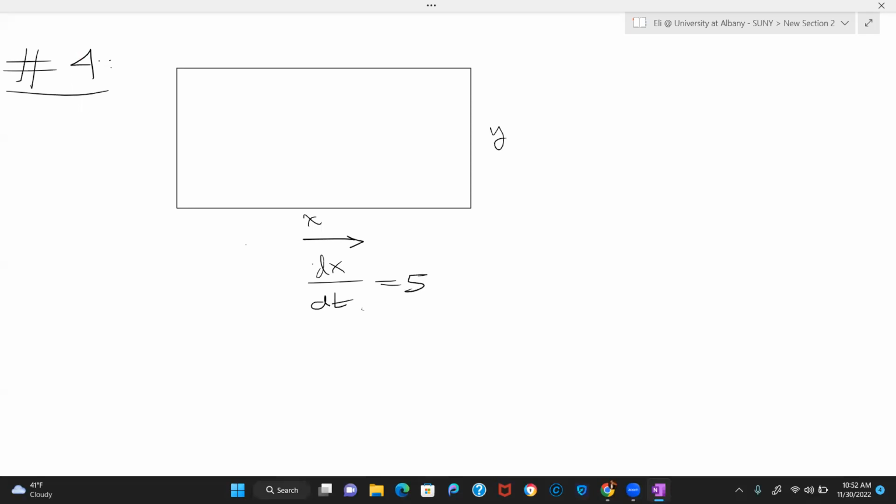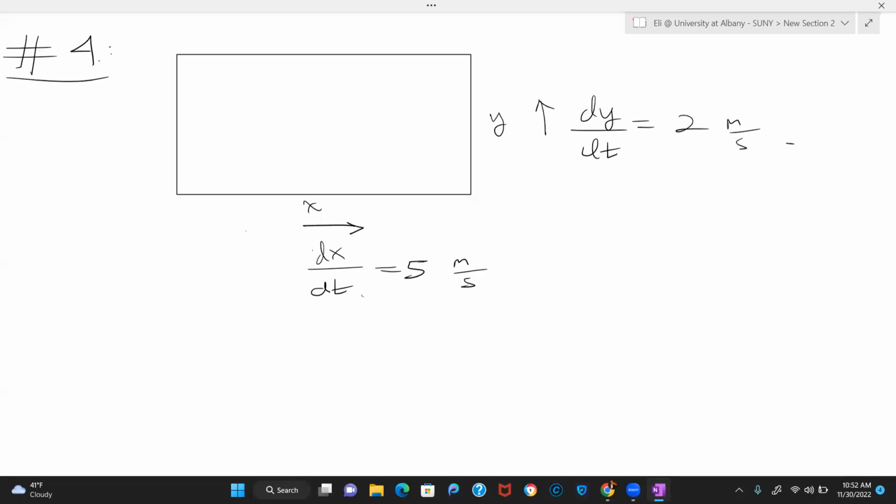So this would be 5, and then the height is increasing, or the length, I guess. Whatever, it doesn't matter a whole lot. dy/dt is equal to 2. This is meters per second. All right.